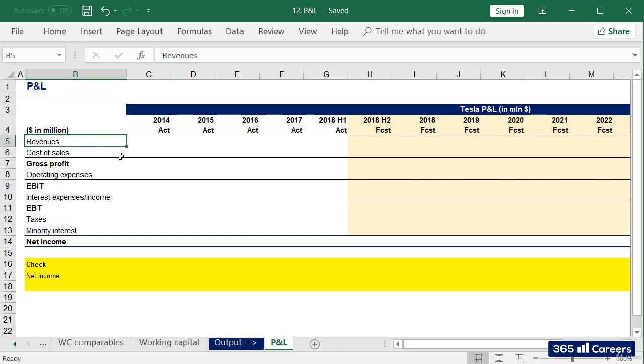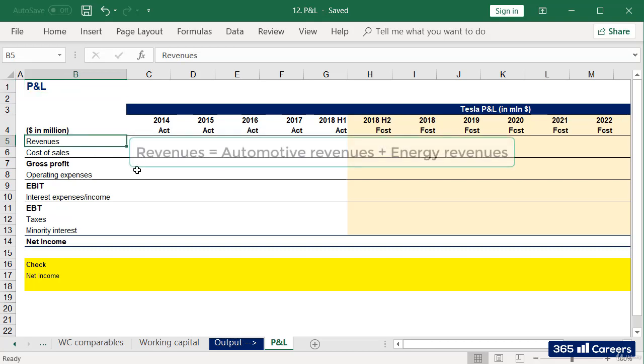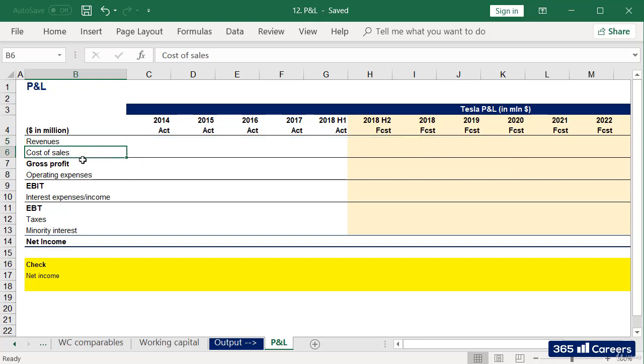It starts with revenues, which are the sum of automotive and energy revenues. Their sum will give us Tesla's total revenues in a given year. Then we will have cost of goods sold. The difference of the two is gross profit.